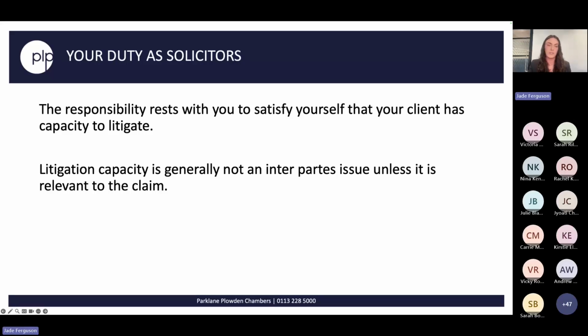It is fundamentally an issue between you and your client and the court. So there are circumstances where capacity does become a relevant issue to proceedings. For example, where the claim includes a claim for court of protection costs, the defendant in those circumstances may have a legitimate and proper basis to challenge the claimant's capacity. But ordinarily in low value cases where this doesn't have any bearing on the issues of the claim itself, it's not something that the defendant is entitled to be involved in.